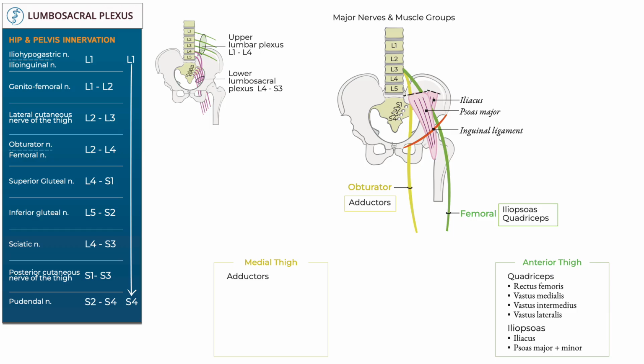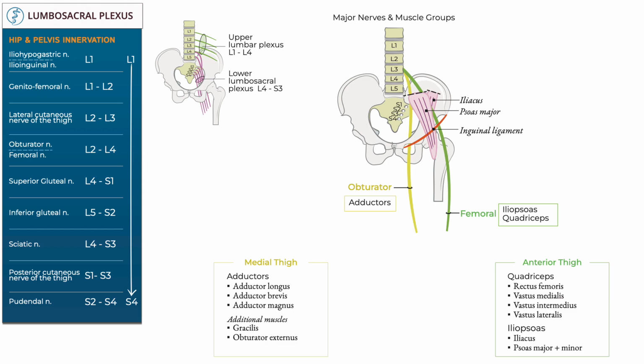The adductors are adductor longus, adductor brevis, and adductor magnus. Note that adductor magnus is also supplied by the sciatic nerve, as we'll show later. The obturator nerve also provides some sensory coverage to the medial aspect of the thigh.